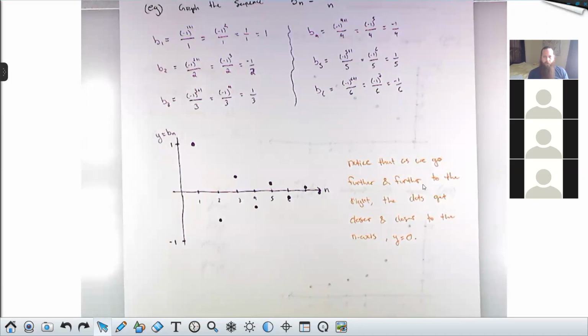Where have you heard this language? As we go further and further to the right, things get closer and closer to 0. What does that remind you of? Specifically, the further and further, closer and closer language. What does that sound like? Asymptotes? Yeah, asymptotes. Richard's got the word I'm looking for there. It sounds like a limit, right? Closer and closer, further and further. Sounds like a limit. The calculus operation, so pause again real quick.